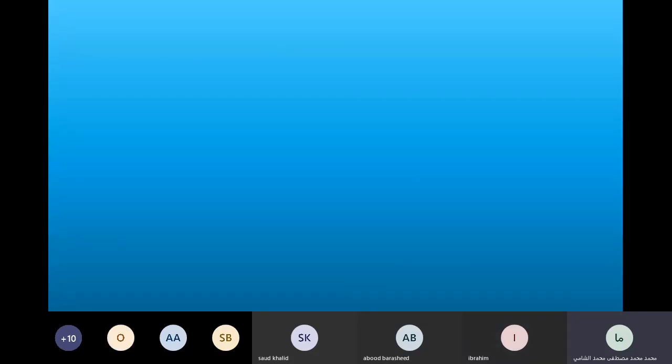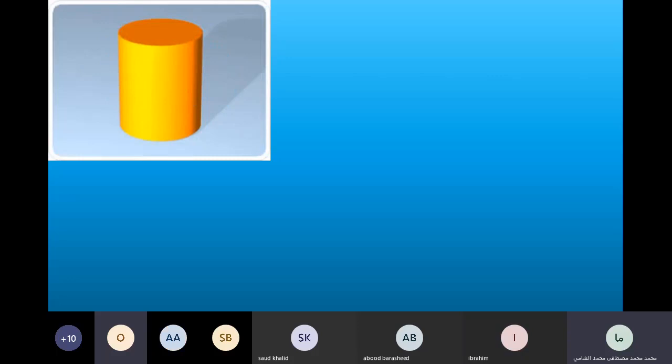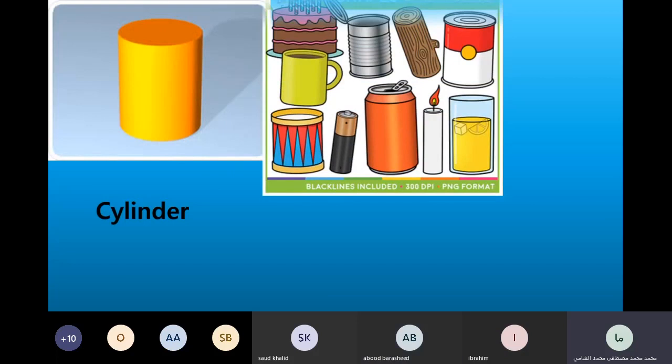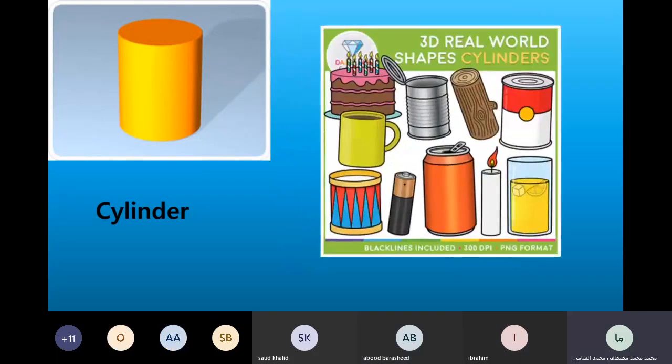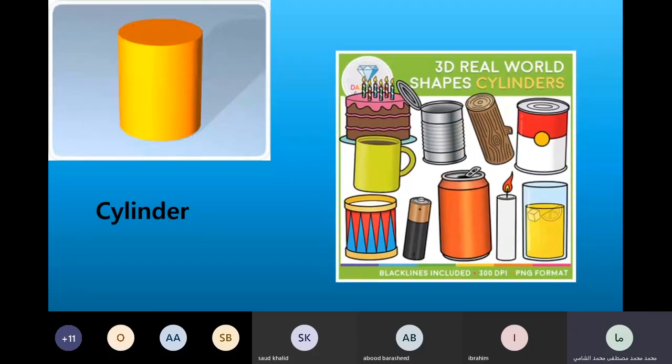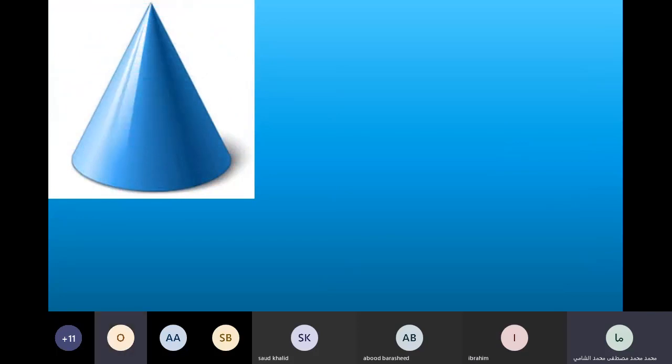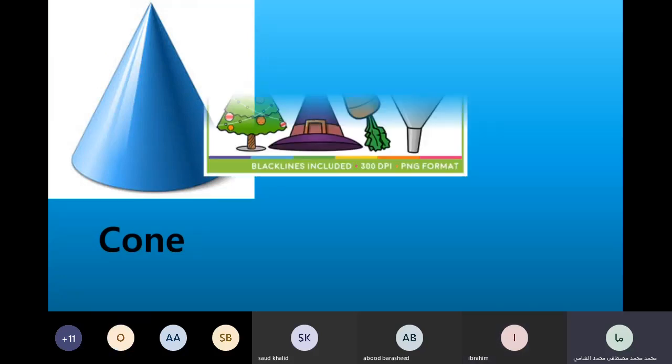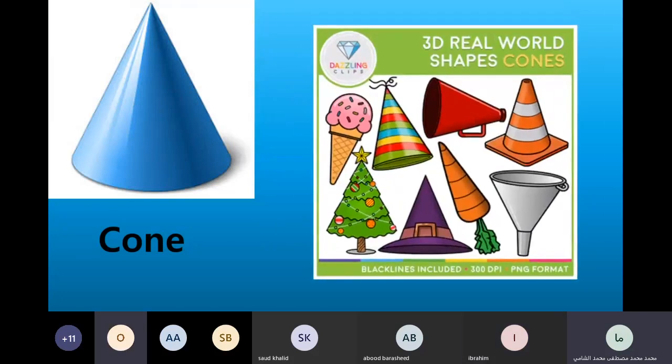Okay, what about cylinder? Give me an example of cylinder. Pepsi can. Excellent. Mug of tea. Very good. What about cone? Cone, like ice cream. Excellent. Party hat or ice cream cone. Excellent.